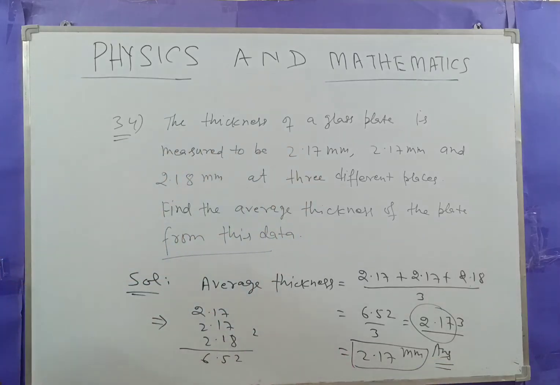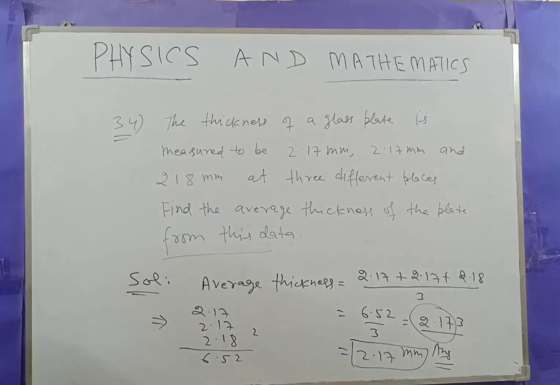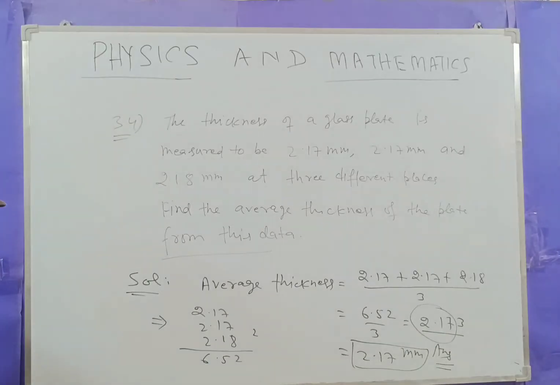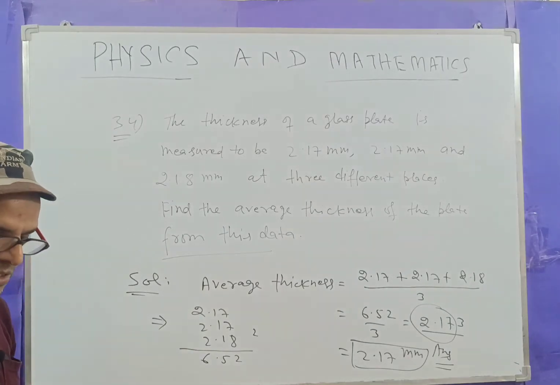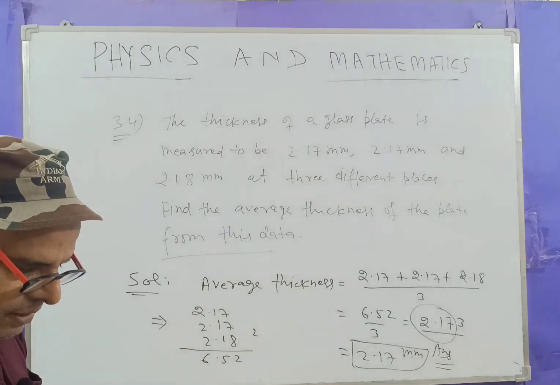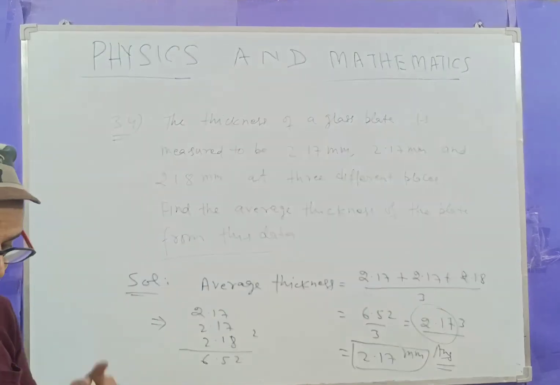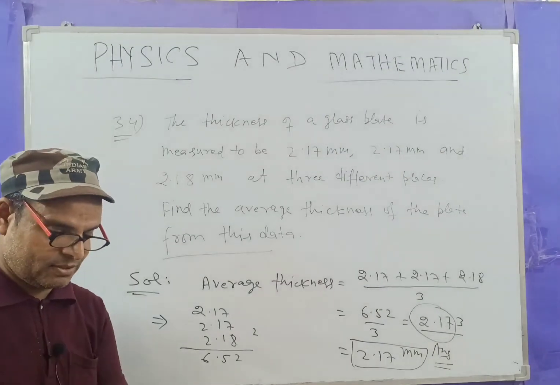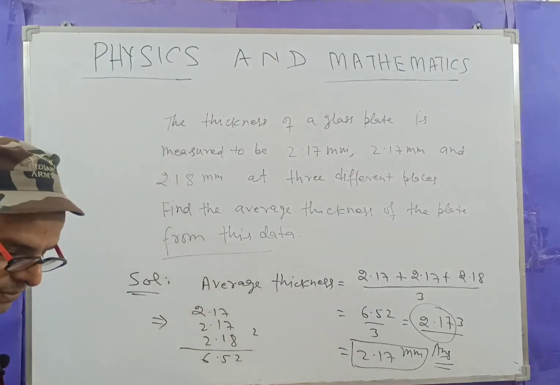I think you got it. Okay? Write it. This is a very easy question. Easiest question. Now the last question of this chapter, Physics and Measurement. The last question, that is the 35th question. The last one.